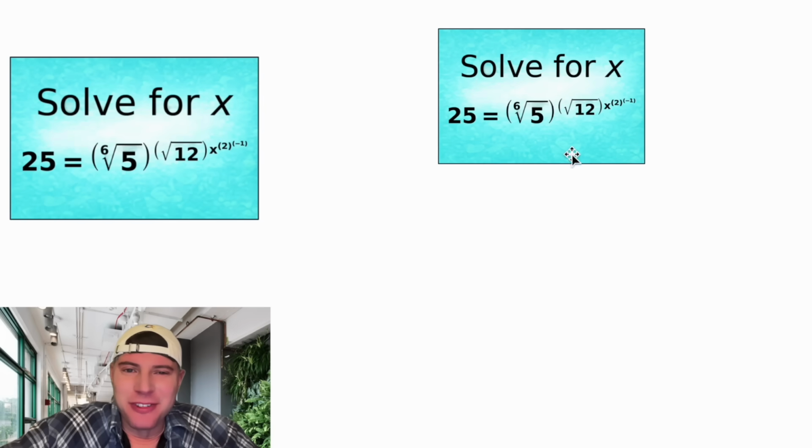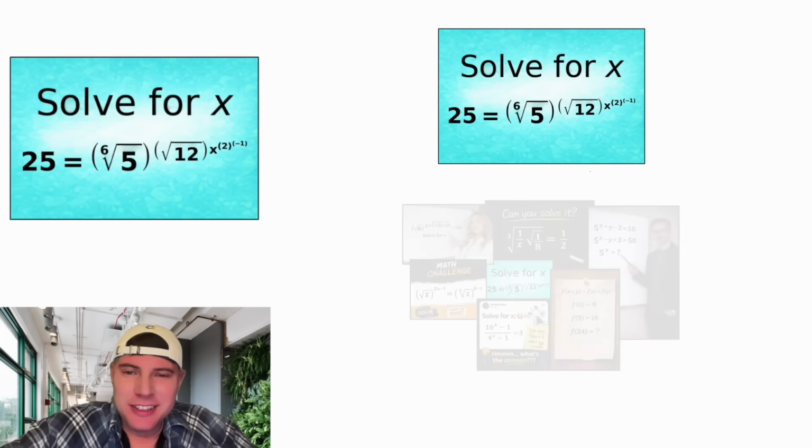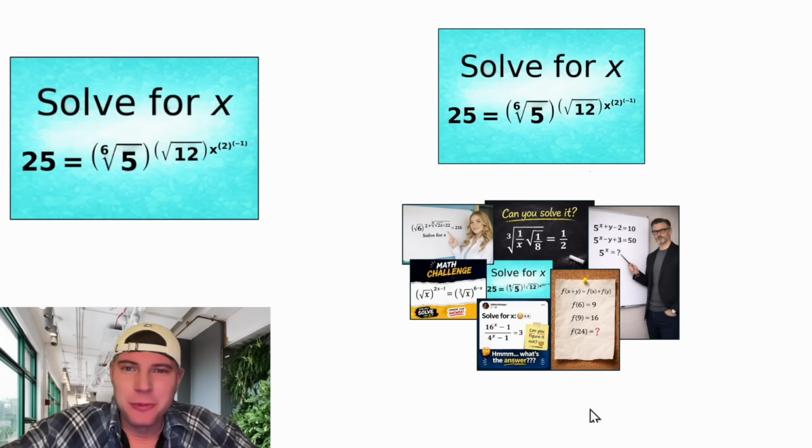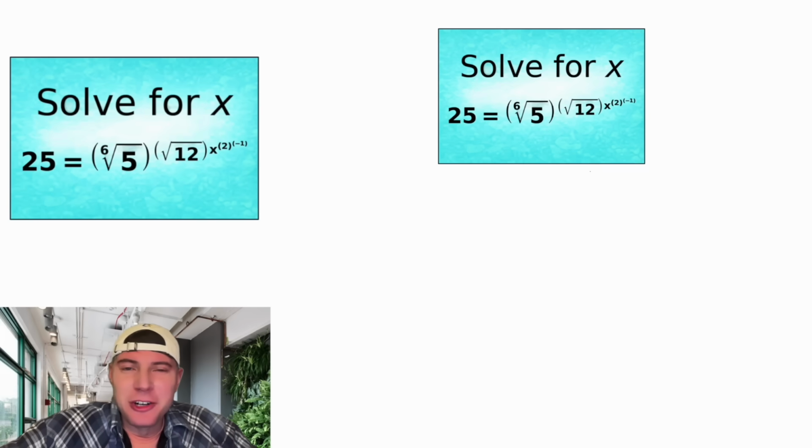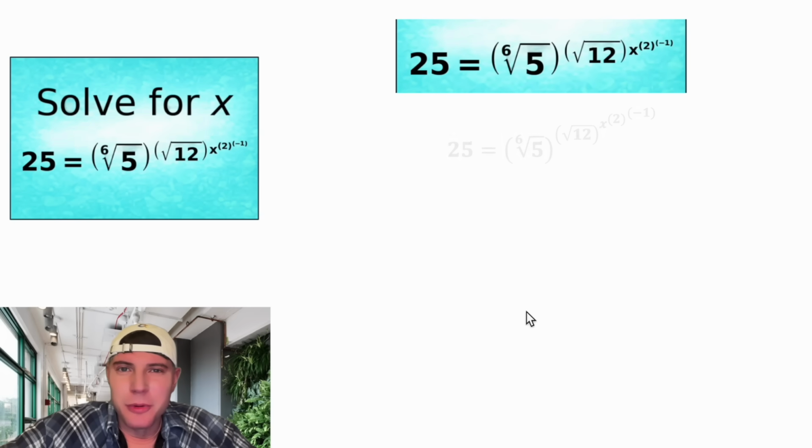Hey guys, this looks like a fun one. It's 25 equals this power tower. This is day 4 of the math week of internet math challenges that we're going to be doing. And if you want to try it on your own, pause it right now because I'm going to solve it in 3, 2, 1. First, since this is a power tower, we need to evaluate from the top down.